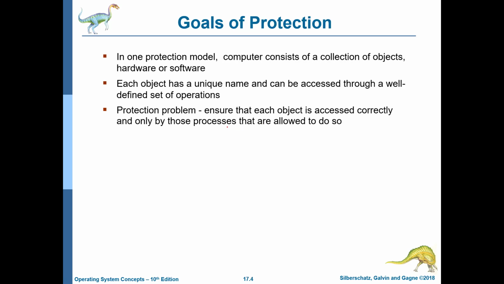So what is the goal of protection? Well, in a protection model, we would like to protect objects, where an object can either be hardware or a software object, from malicious attacks. So each object is identified by a unique name and it can be accessed by a well-defined set of operations. So the main aim over here is to ensure that each of these operations are protected in the sense that they are accessed correctly, the way they are intended to be accessed, and they are also accessed by those processes that are allowed to do so.